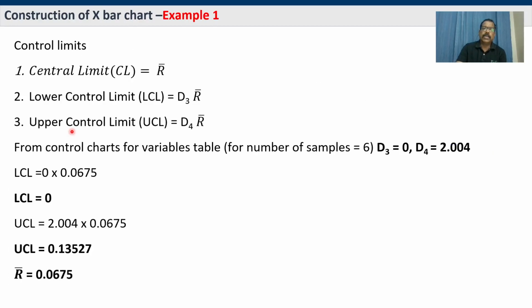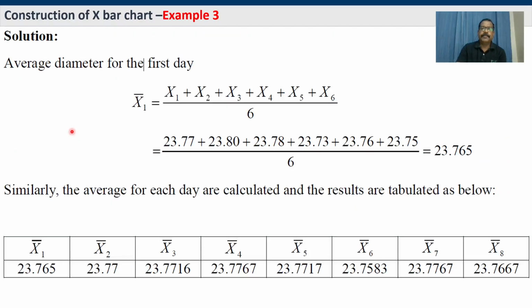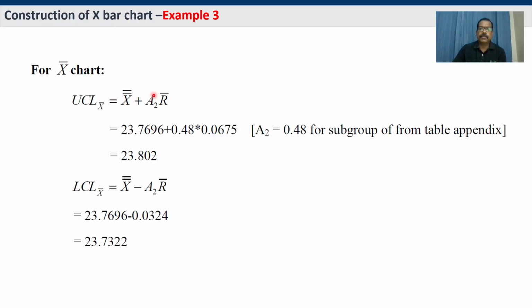So once you know the A2 value, substitute the A2 value and the R bar value you calculated, and you can get the upper control limit and lower control limit for the X bar chart. So two values we can get. The A2 value from the table is 0.482, which is assumed as 0.48. If you substitute 0.482, the decimals may change. So try.